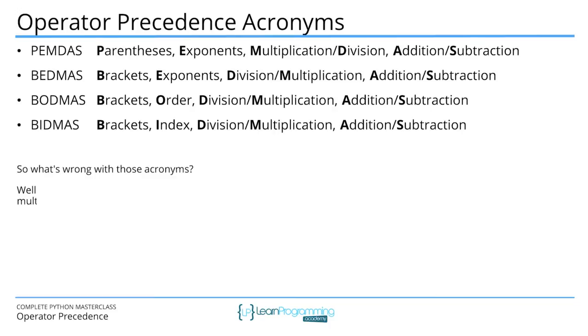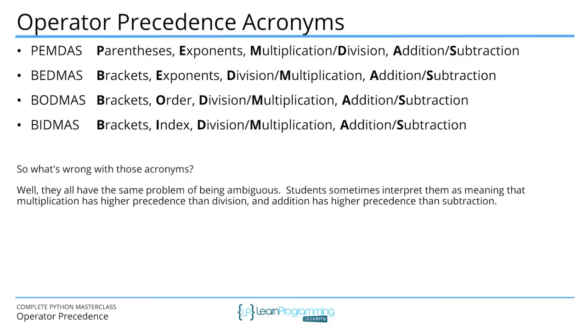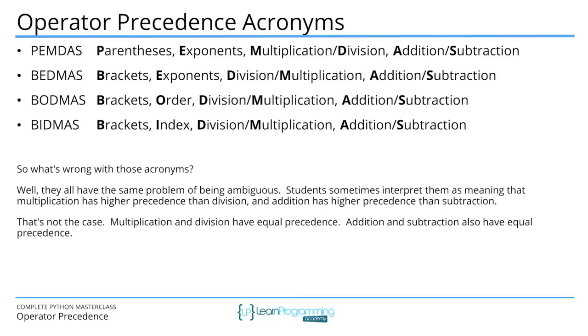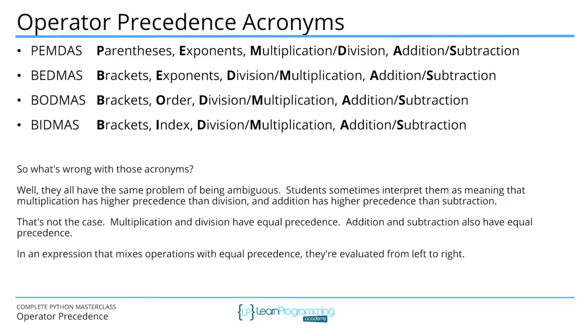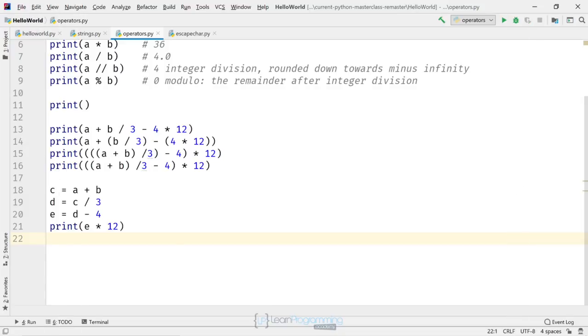So what's wrong with these acronyms? Well, they all have the same problem of being ambiguous. Students sometimes interpret them as meaning that multiplication has higher precedence than division and addition has higher precedence than subtraction. And that's not the case. Multiplication and division have equal precedence. Addition and subtraction also have equal precedence. In an expression that mixes operations with equal precedence, they're evaluated from left to right. So let's see that working in Python. Multiplication and division have equal precedence, which is higher than addition and subtraction, and addition and subtraction have equal precedence. Because multiplication and division are equal, expressions using those operations are evaluated from left to right.